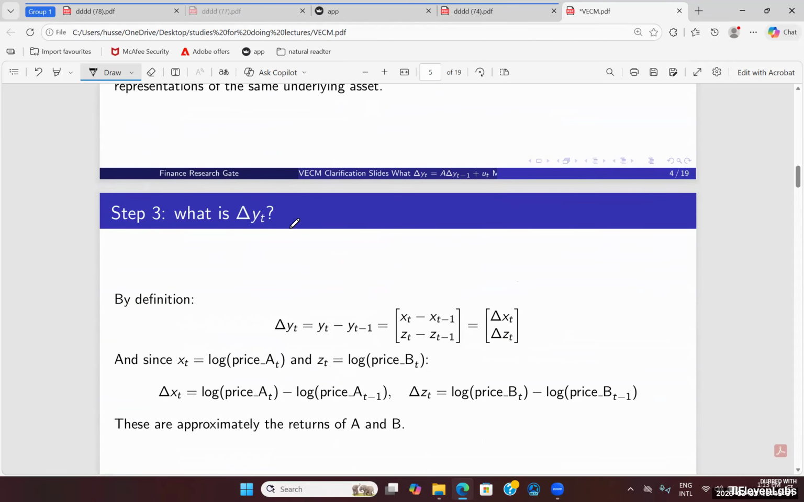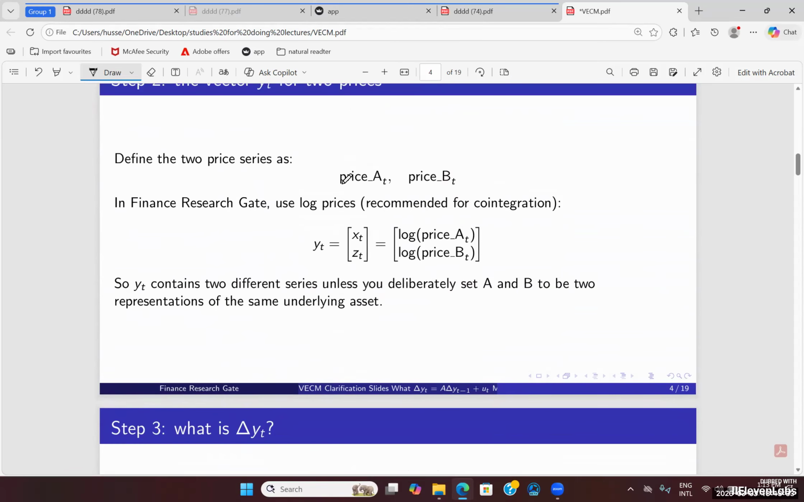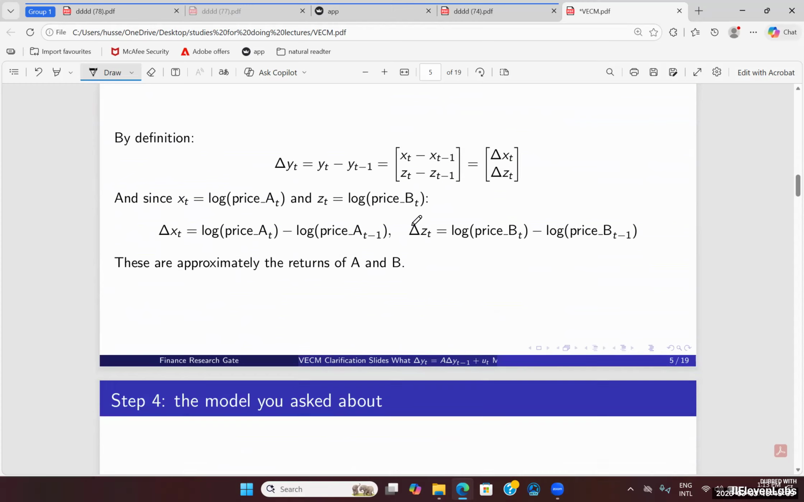For instance, if we consider two distinct stocks labeled A and B, and our goal is to examine the price dynamics of each, what would be the most appropriate equation to employ? We understand that this analysis is being conducted within the framework of a vector autoregression, VAR, system.